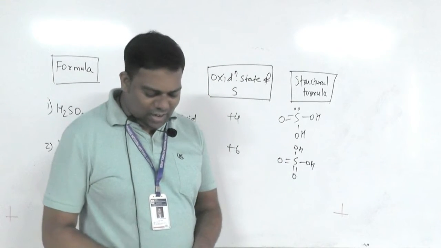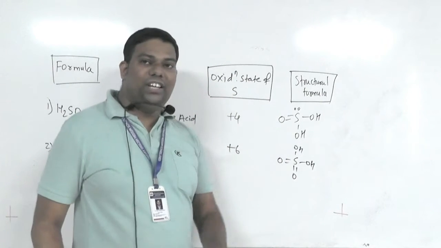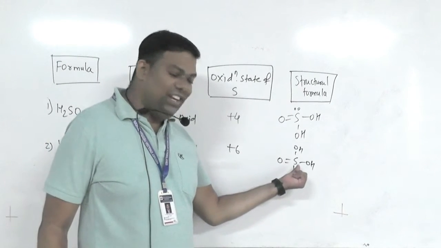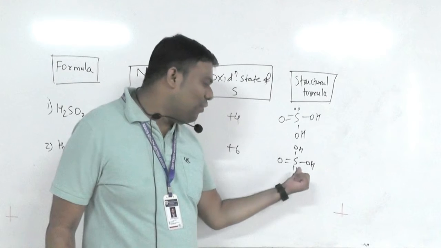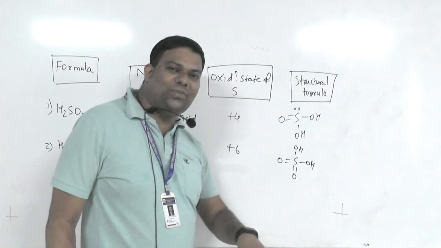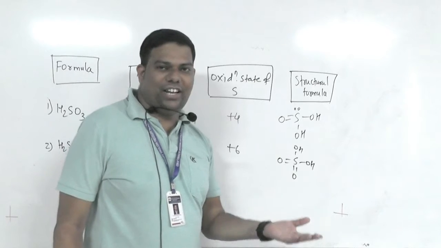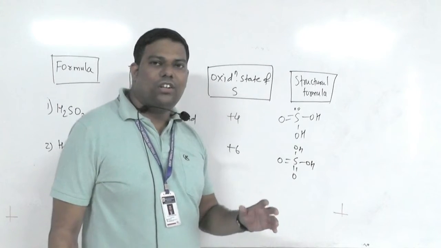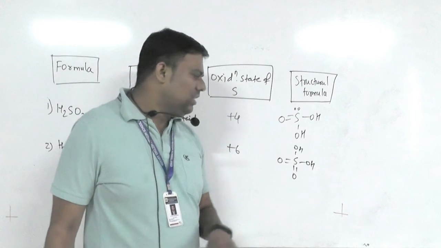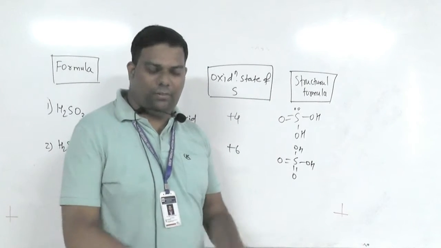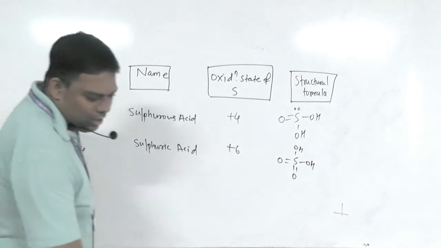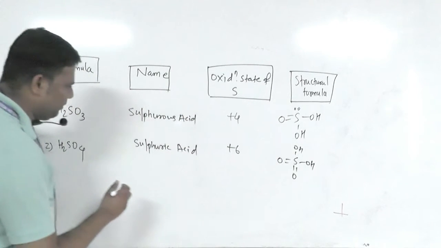They will ask the question: how many S double bond O bonds are present in sulfuric acid, and how many S single bond OH bonds are present. It is like that for phosphorus oxo acids also; in the oxo acids of phosphorus they will ask the same question. So be careful.